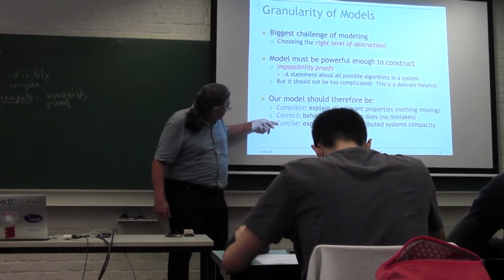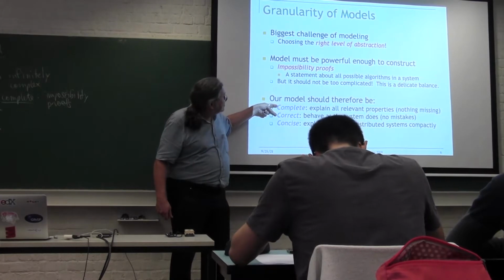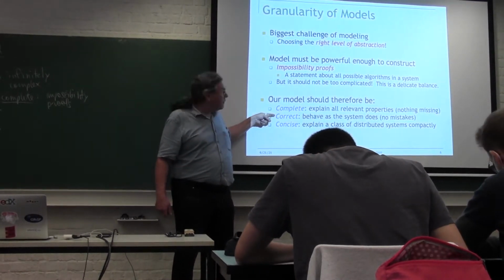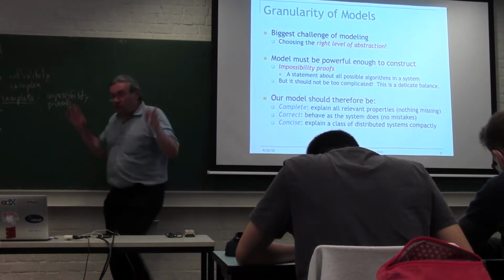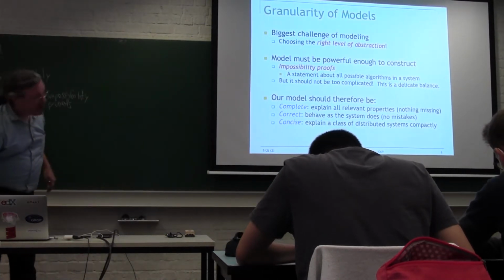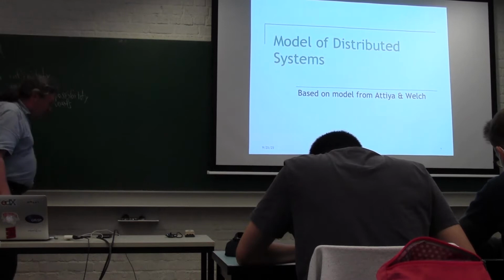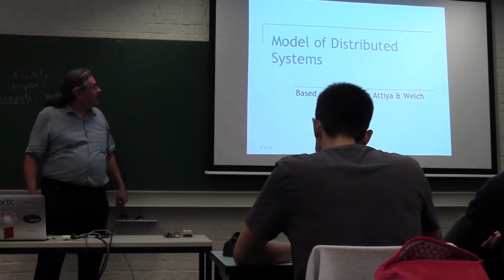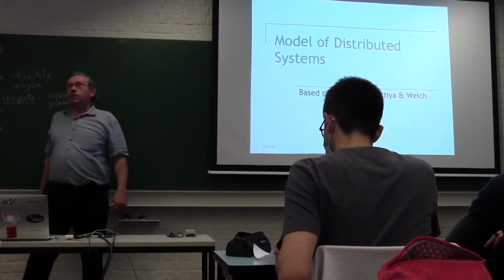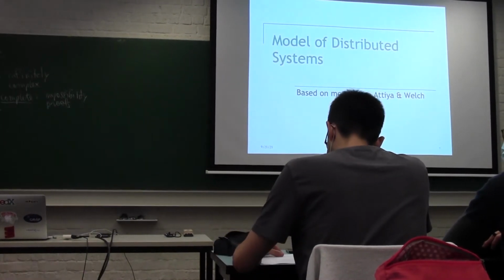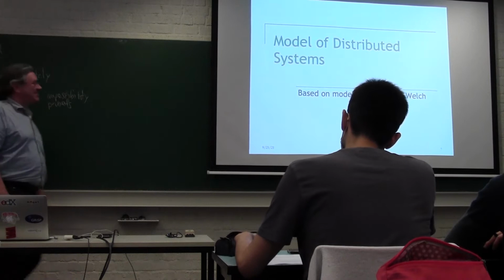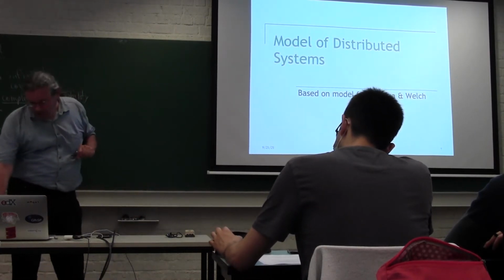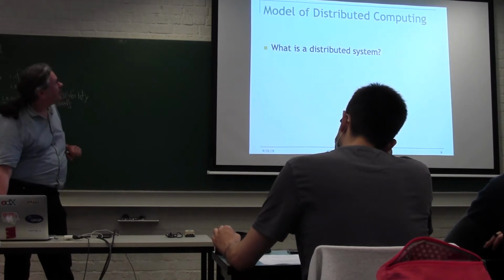So that's a different kind of property, yeah? It has to say enough, not make mistakes, and not be too complicated. So okay, that's the general idea of modeling. I'm going to show you a model of a distributed system today that is one of the simplest you can do, but you see there's still a few little things that are not that simple.